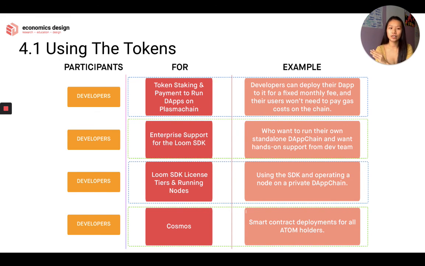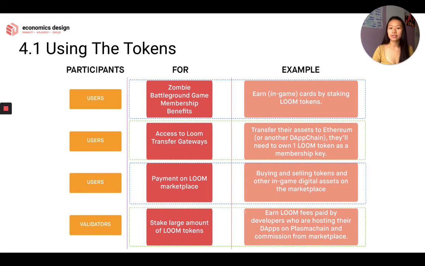But what I think you're more interested in is understanding the users and validators. Because Loom Network is the platform, right? And you can build different things on top. One of the things they have built is a game. As I mentioned, the first application is a game. The game is called Zombie Battleground. And when users play Zombie Battleground, they can earn tokens by staking. They can earn in-game cards, or a form of digital assets for this game, by staking their Loom tokens.